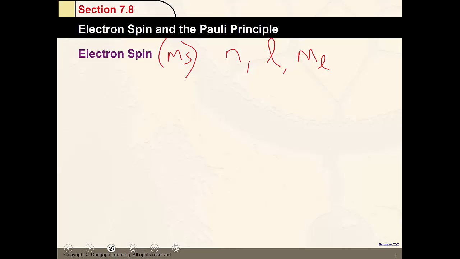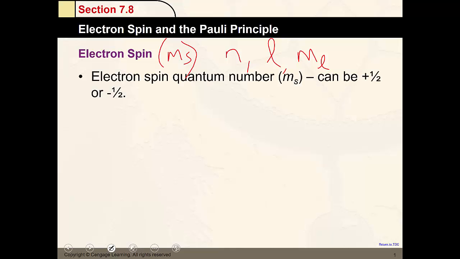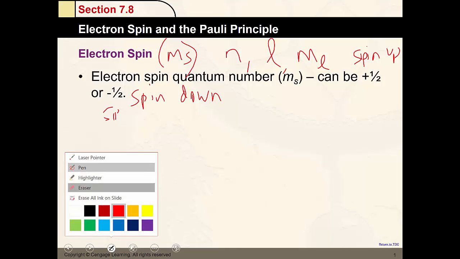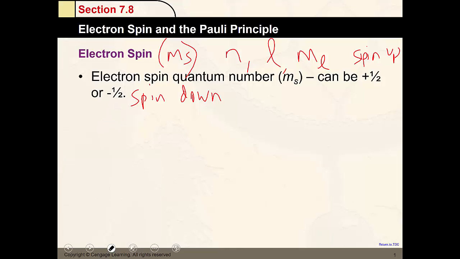Okay, then finally, the electron spin quantum number, m sub s, determines that in an orbital there are two electrons, and they have to have opposite spins. One we say is spinning up, and one we say is spinning down. So we assign the one that's spin up a value of positive 1/2, and the one that's spinning down a value of negative 1/2.